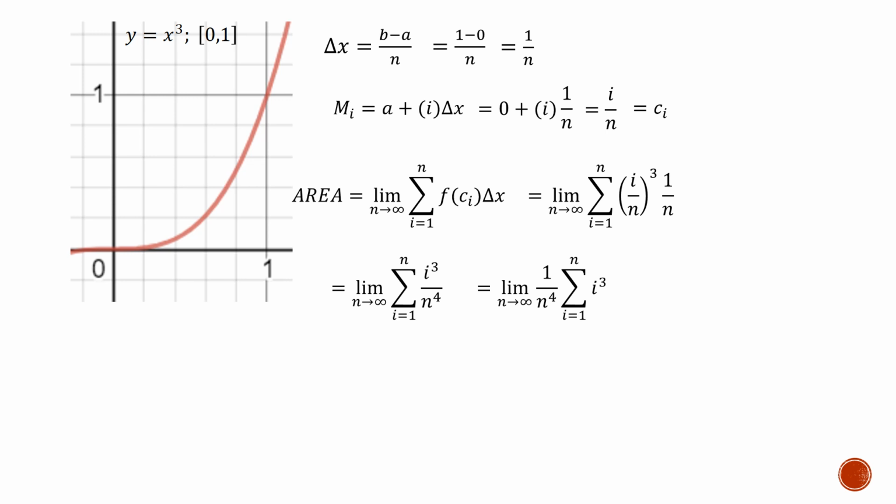Now, because we know the formulas for I, going back to the summation notation formulas that I gave you previously, we're going to keep I cubed, but we're going to factor out 1 over n to the 4th as I goes from 1 to n.